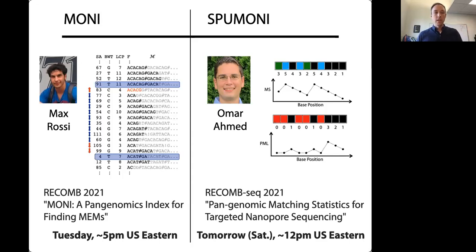The main thing I'll say is that these indexes, what both Max and Omar are to some degree going to describe, is how these indexes allow for queries that are sophisticated enough that we can do, for example, MEM finding, and we can do other things that are like MEM finding, like finding matching statistics. And in particular, what Omar is going to talk about is we can use them to find matching statistics in an online and very fast way, so that it's useful in the context of, for example, the read until method for ejecting uninteresting reads out of nanopores.